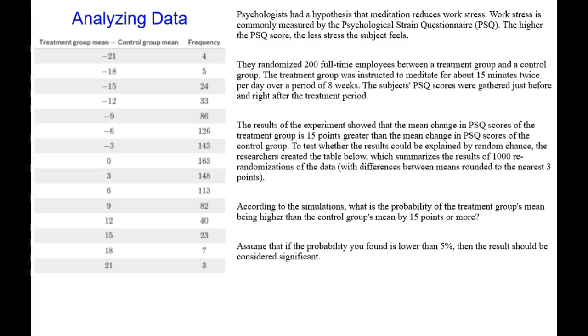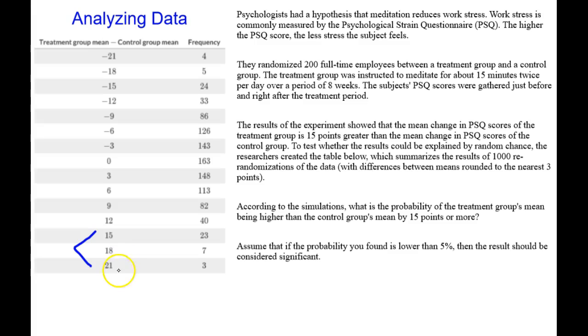So what we need to do is go to our table. In the first column, we have this value of the treatment group mean minus the control group mean. So we have the results from those that meditated versus those that don't, the difference in their scores on that test, that questionnaire. And then we have the frequency, how many times that score, that difference occurred out of the 1,000 re-randomizations. What we're going to focus on is the scores, the differences that were 15 or more.